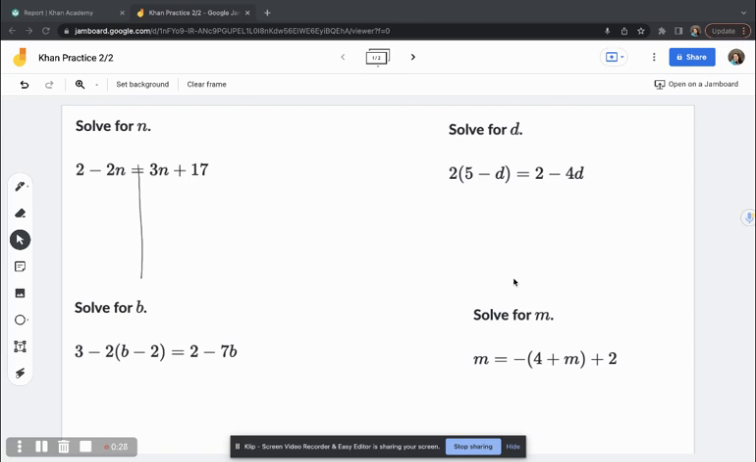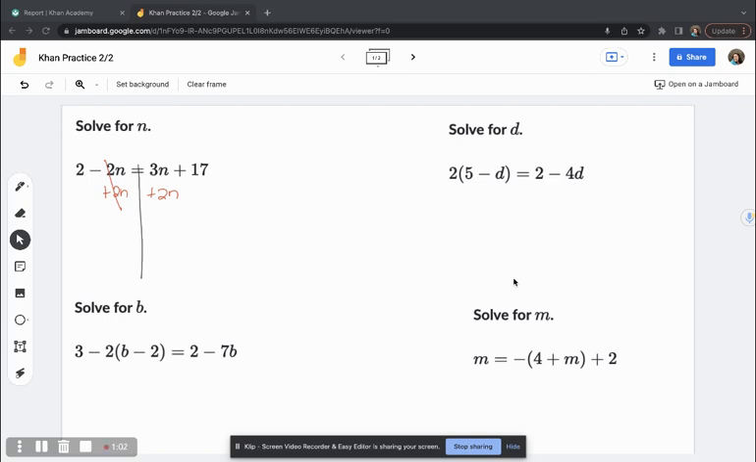So if I look at negative 2n, to completely cancel that out, I'm going to add 2n to both sides. Now, the reason I'm adding 2n and I'm not dividing by negative 2 is because negative 2 divided by negative 2 would leave me with n. So it's not completely canceling it out. So in order to completely cancel it out, I'm going to add the 2 and the variable to the other side. So negative 2n and positive 2n cancel out.